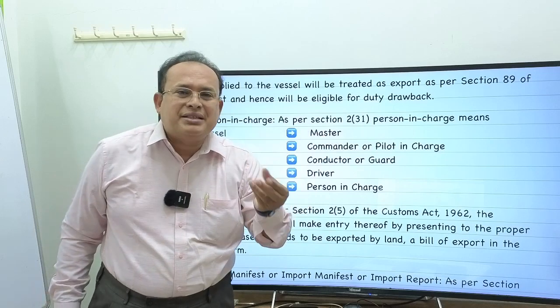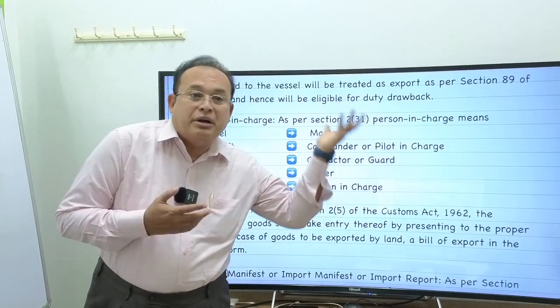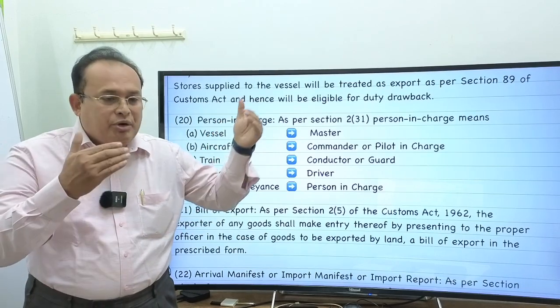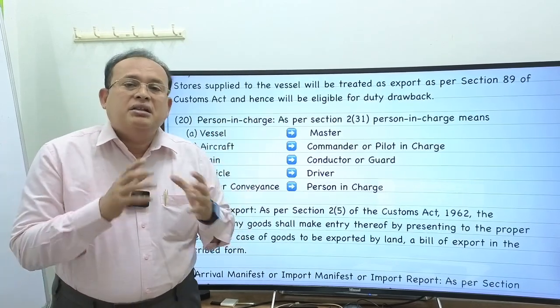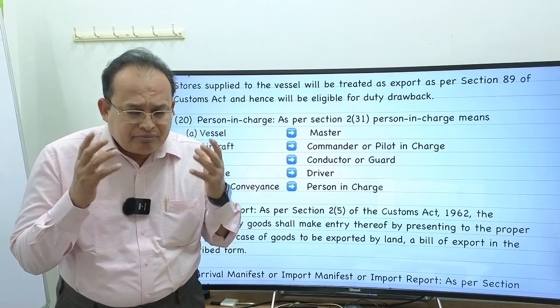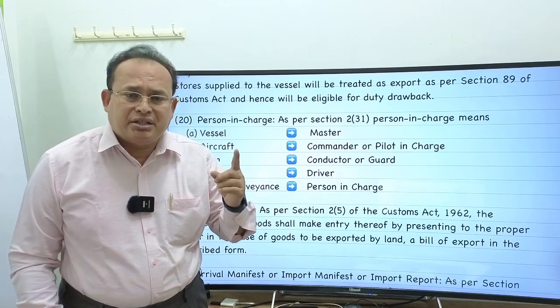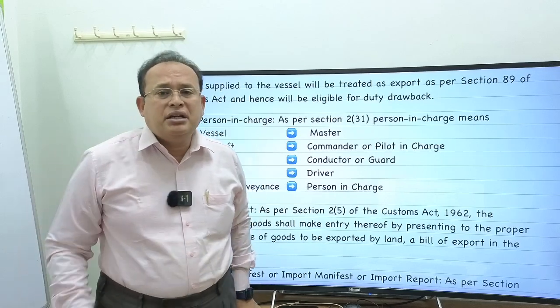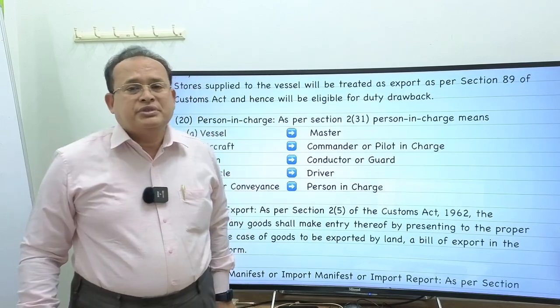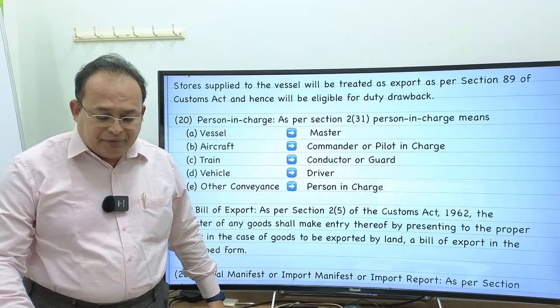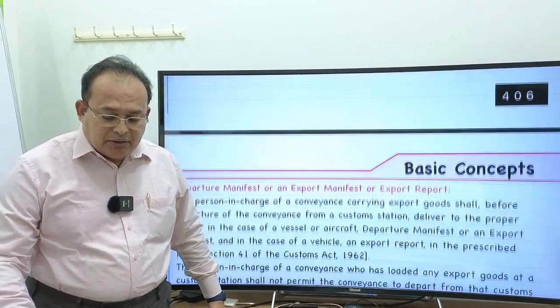Why are you referring, sir, to the person in charge so greatly? By defining, they have the responsibilities on their shoulders. When they are coming to India and departing from India, they have to fulfill certain procedural aspects and the customs. Otherwise, the person in charge is liable for penalty up to rupees 50,000. Therefore, who is the person in charge? Refer there.